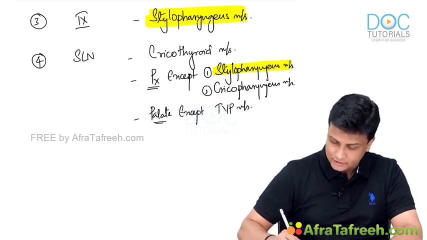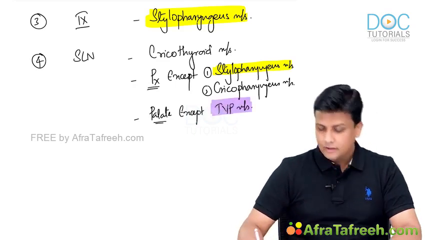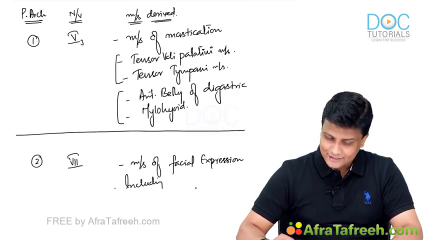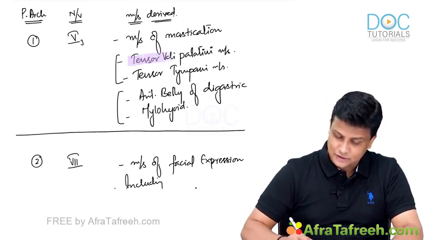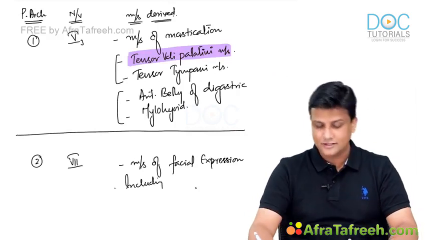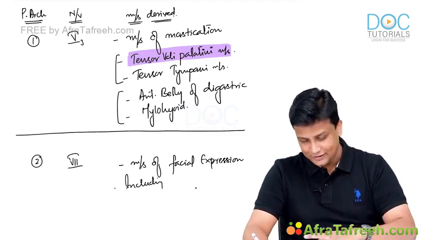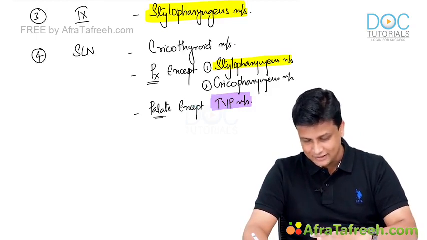Let me use the same color code here. Why is tensor veli palatini an exception here? Because we have already seen that tensors are the ones derived from the first arch. So tensor veli palatini is actually derived from the first arch. Okay, so it's crystal clear now.